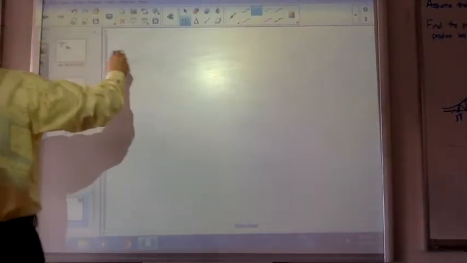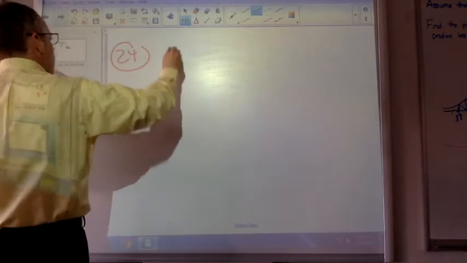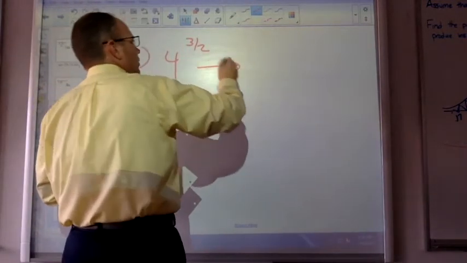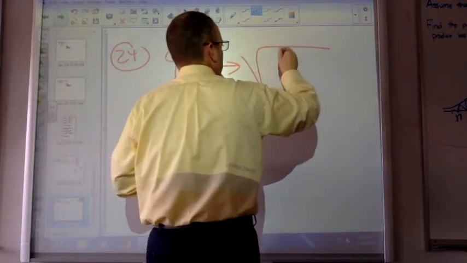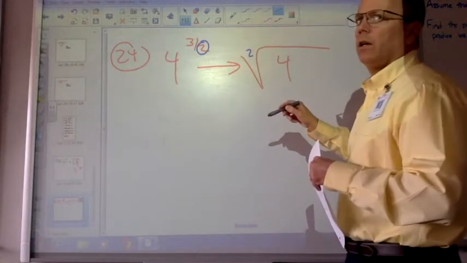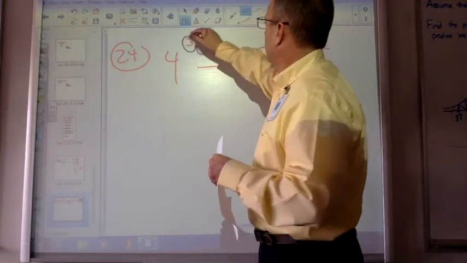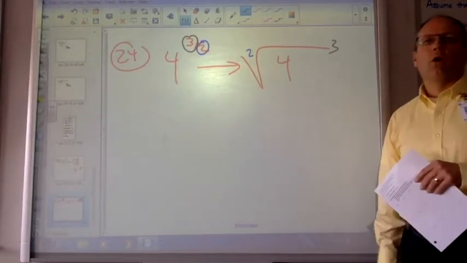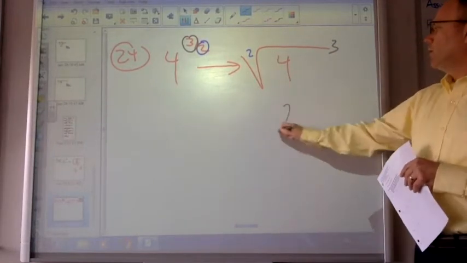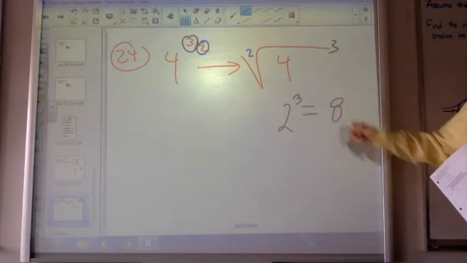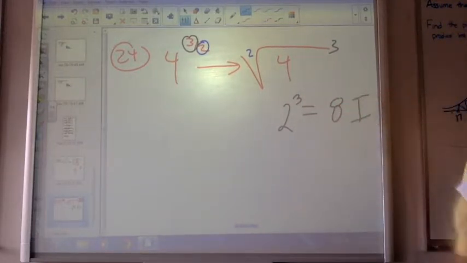24. I have 4 raised to the 3 over 2 power. Okay? So, 4 is going to be under the radical. The denominator goes here. The numerator goes here. Okay? What's the square root of 4? 2. What's 2 to the 3rd power? 2 times 2 times 2. 8. That is an integer.